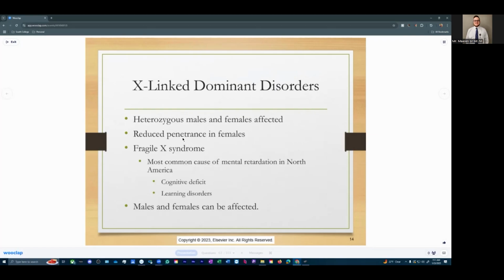So basically, X-linked means that it's affecting the X chromosome, which males and females have. Males have XY, females have XX. So it can affect both males and females. It tends to be more prevalent in females because females have two X chromosomes, right? So kind of double the chances to have Fragile X syndrome.